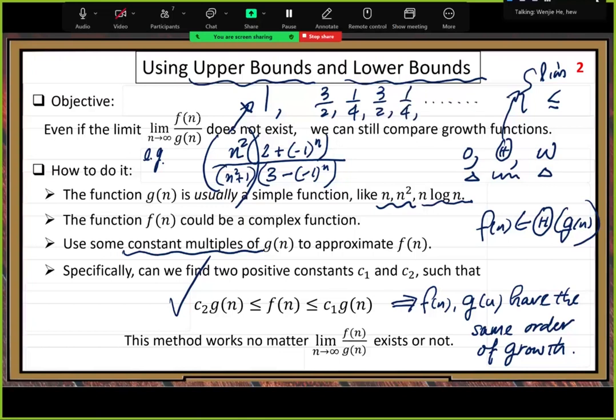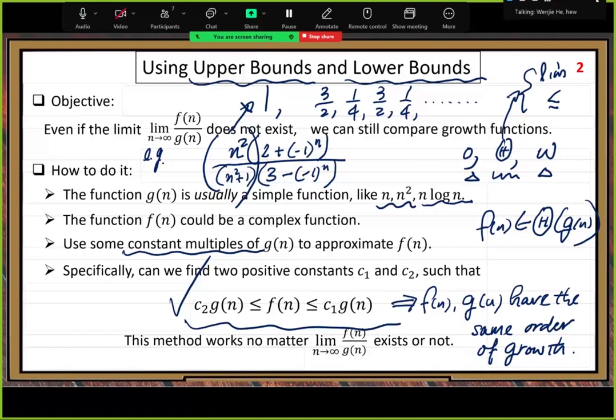So take this pattern forever. Does this sequence have a limit? No. It does not converge, up or down. A convergent sequence must approach one number, but this one does not approach one number. So there is no limit in this case. But if we use the inequality way, we can see these two functions have the same order of growth.